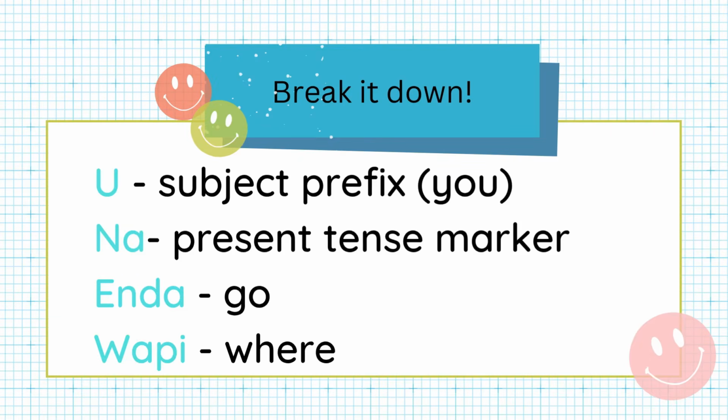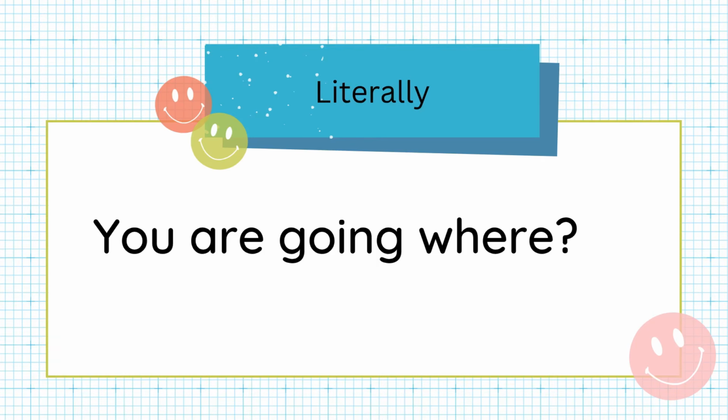U is the subject prefix for you. Na, the present tense marker. Enda, go. And then wapi, where. So literally, it means you are going where. Alright? So repeat after me.